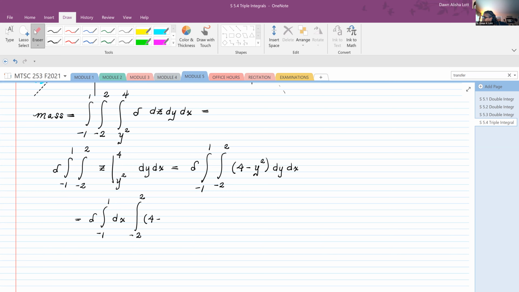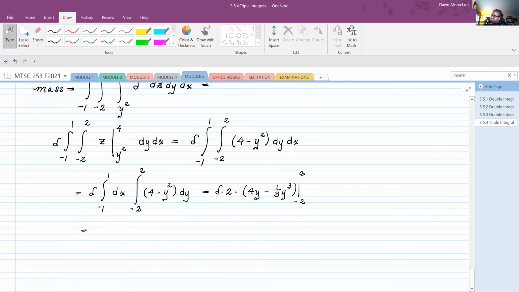Yeah, there are no x's in there. That's going to be 2. And then I'm going to get 4y minus 1/3 y cubed. Evaluate it between -2 and 2. So that's 2 times delta times 2.